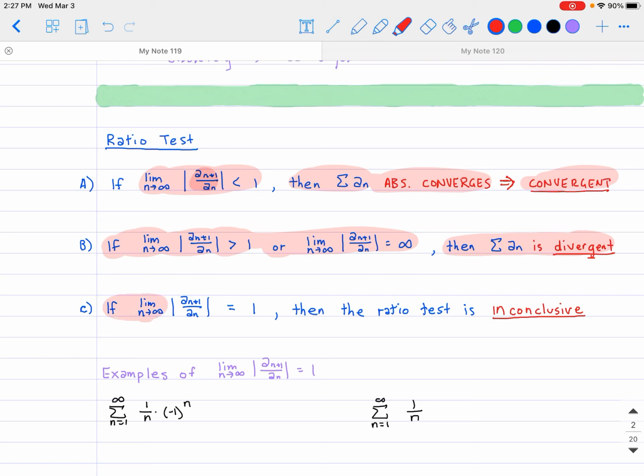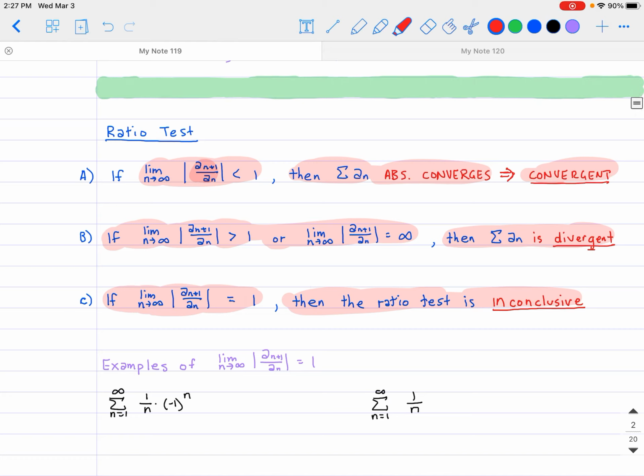Now, finally, this last one right here is a little bit tricky. If the limit as n approaches infinity of the absolute value of the ratio of the two terms is equal to 1, then the ratio test is actually inconclusive, meaning that you can't come up with a conclusion with the ratio test. You're wondering, okay, why is it that if it's equal to 1, it doesn't work? Because in the geometric series test, if r is equal to 1, it just diverges.